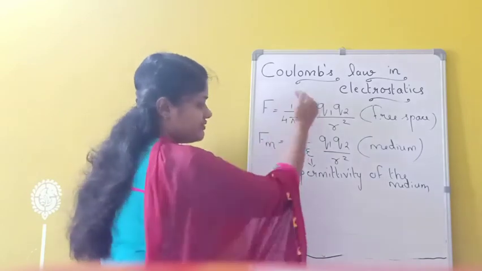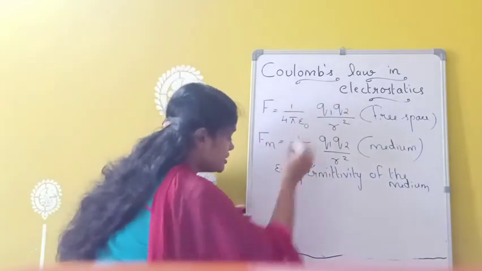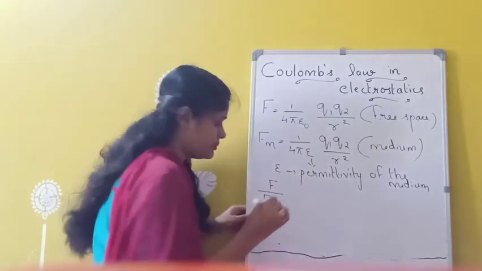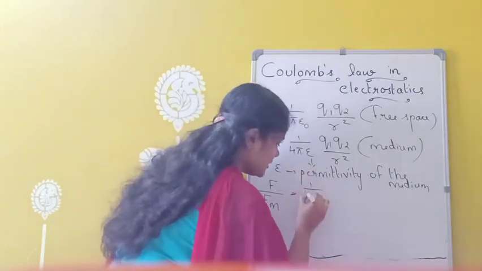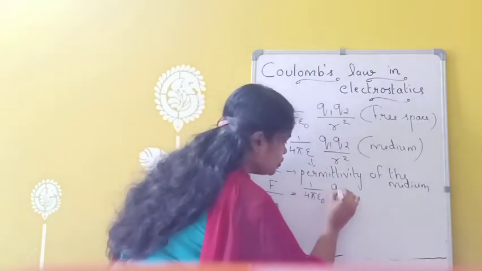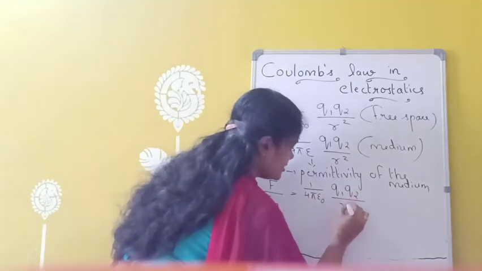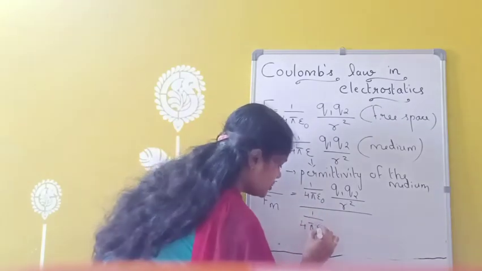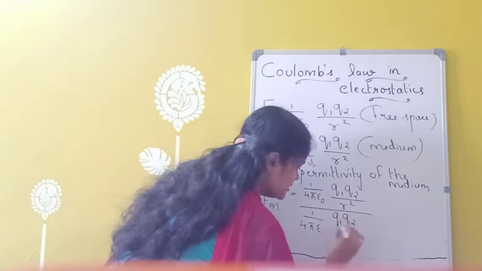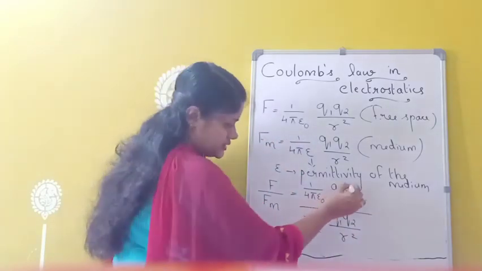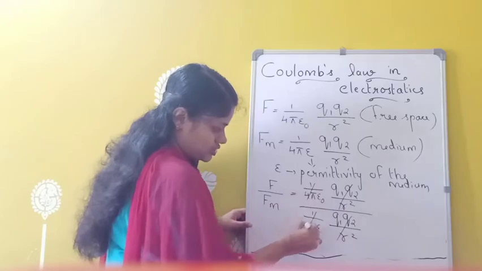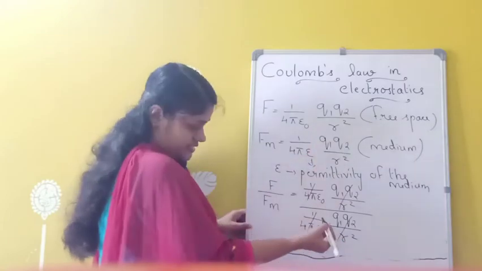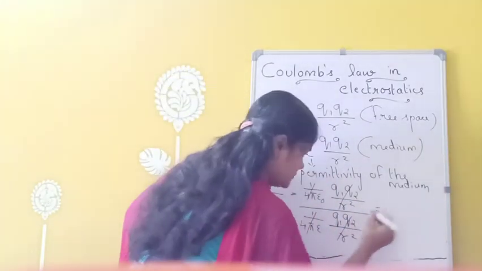Now suppose I am dividing these two. So force in vacuum divided by force in a medium. F by Fm equals 1 by 4 pi epsilon 0 into Q1 Q2 divided by R square, the whole divided by 1 by 4 pi epsilon Q1 Q2 divided by R square. These terms will cancel, 1 by 4 pi also will cancel. Remaining epsilon 0 here and epsilon here, and this epsilon goes to the numerator, taking the reciprocal. So we get epsilon by epsilon 0.